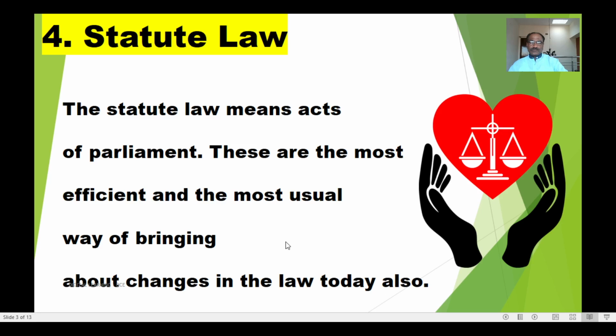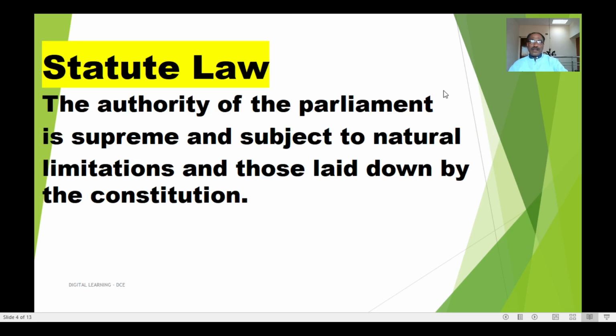Then next, the authority of the parliament is supreme and subject to natural limitations and those laid down by the constitution. At the time of formation of the law and at the time of making of the law by the parliament, they have to observe and consider the Indian constitution, because we can observe three organs of government, that is the judiciary, the executive, and also the legislature.